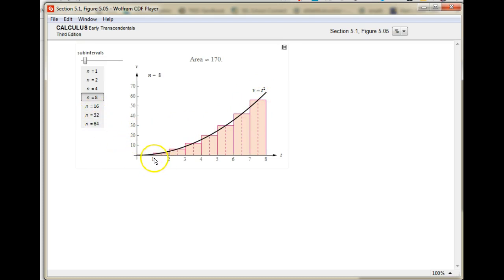So once again, let us cut the width of those rectangles in half and double their number. N equals 16, 170.5. N equals 32, 170.625. Now you can see this limiting behavior, right?